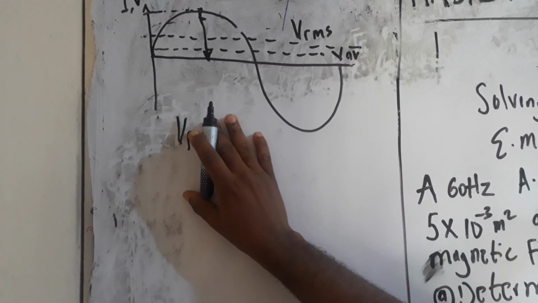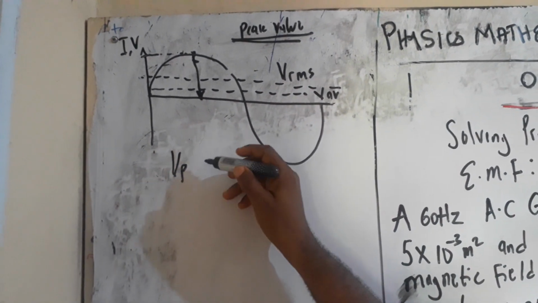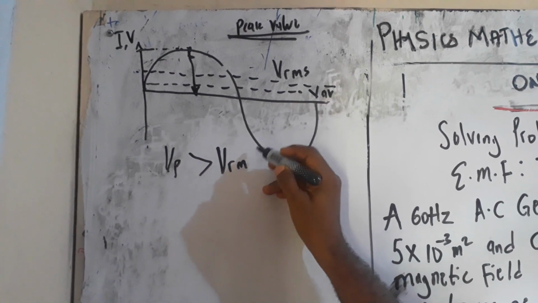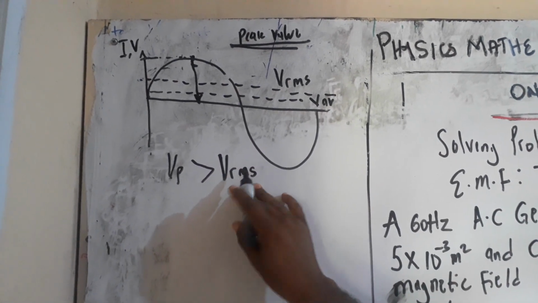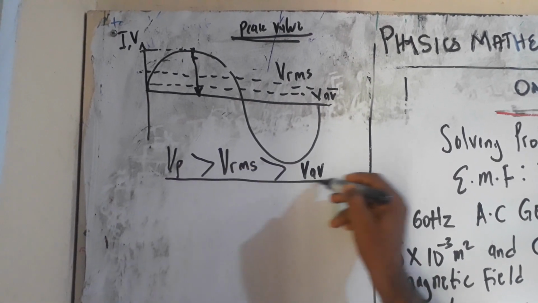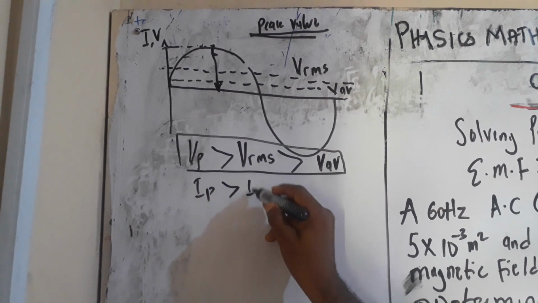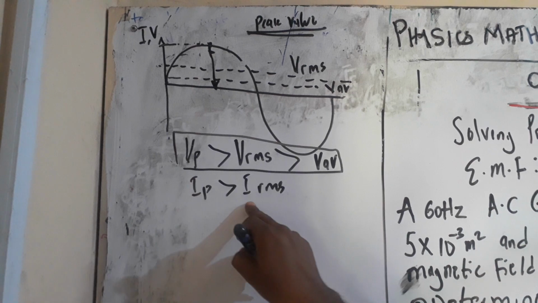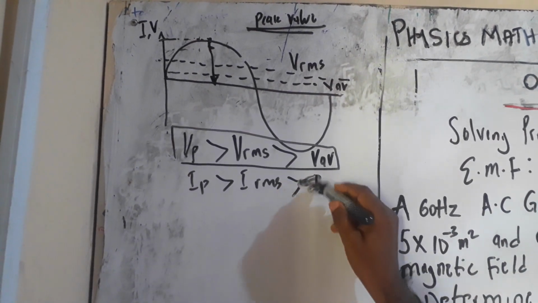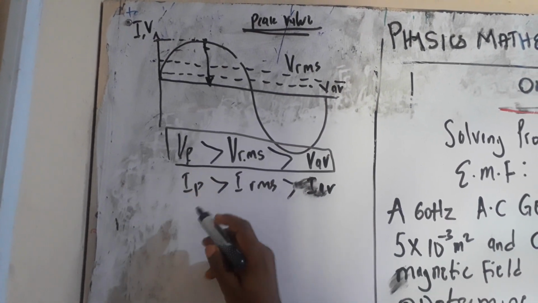So, concerning what I have put on the board, the peak value of the voltage, that's the maximum value that the voltage of an AC system can attain, is said to be greater than the root mean square value of that voltage, and the root mean square value of the voltage is said to be greater than the average value of the voltage. Please take note of that. The same thing is applicable to current too. I peak is greater than I RMS, this I stands for current, then greater than I average.